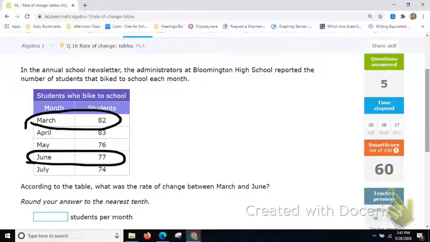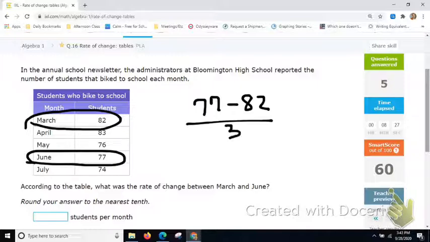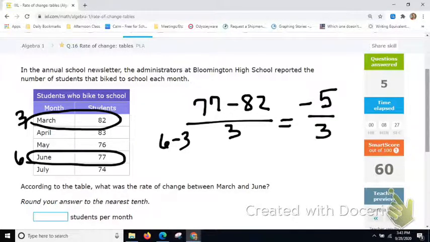So the second one goes first. So 77 minus 82. And then there's April, May, June, 3 months. Or I could think 6 minus 3. This is the 6th month, this is the 3rd month. So 77 minus 82, that's -5, divided by 3.